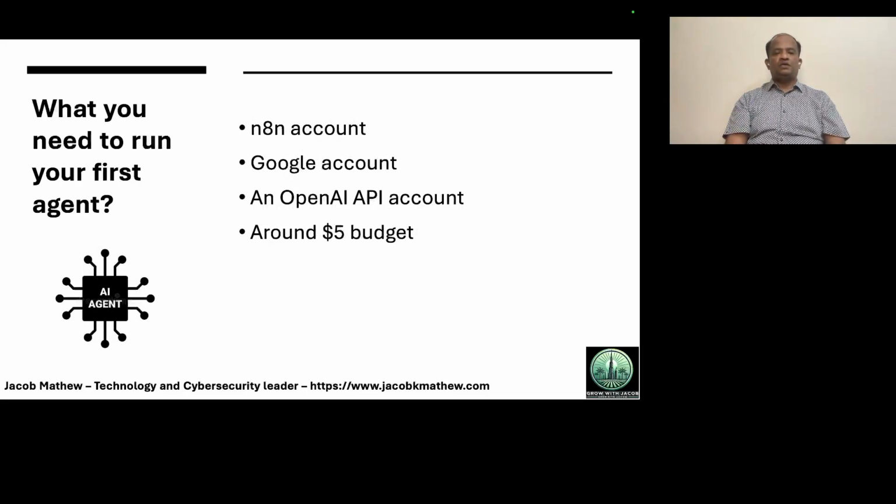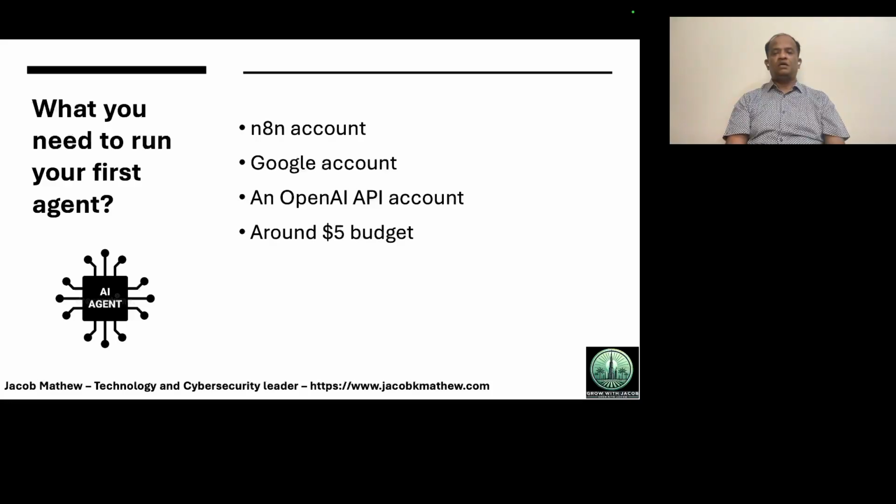So what do we need to run our first agent? We need an n8n account, we need a Google account, an OpenAI API account, and about $5. You don't have to use OpenAI, but I'm using OpenAI. n8n supports all the widely supported LLM models. OpenAI is what I've chosen. You can choose any other. They all work similarly.